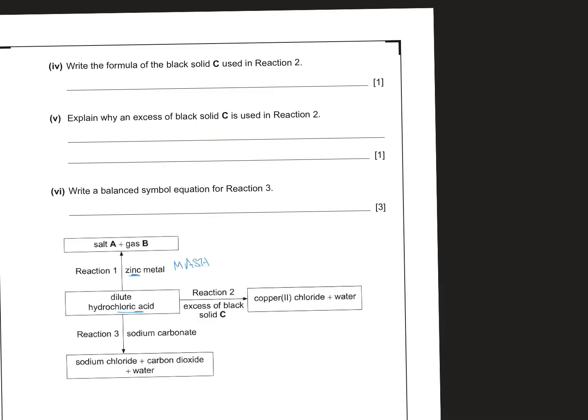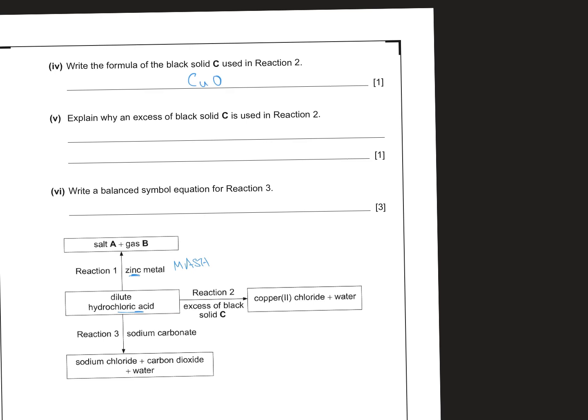Part 3, write the formula of black solid C. I've put the reaction down here at the bottom. So let's see what's happening here. We've got hydrochloric acid and it's forming copper chloride. So this must be a copper compound because copper does not react with an acid. Copper's unreactive. So this is going to be an oxide of copper because it's black. So it's going to be copper oxide, which has the formula CuO.